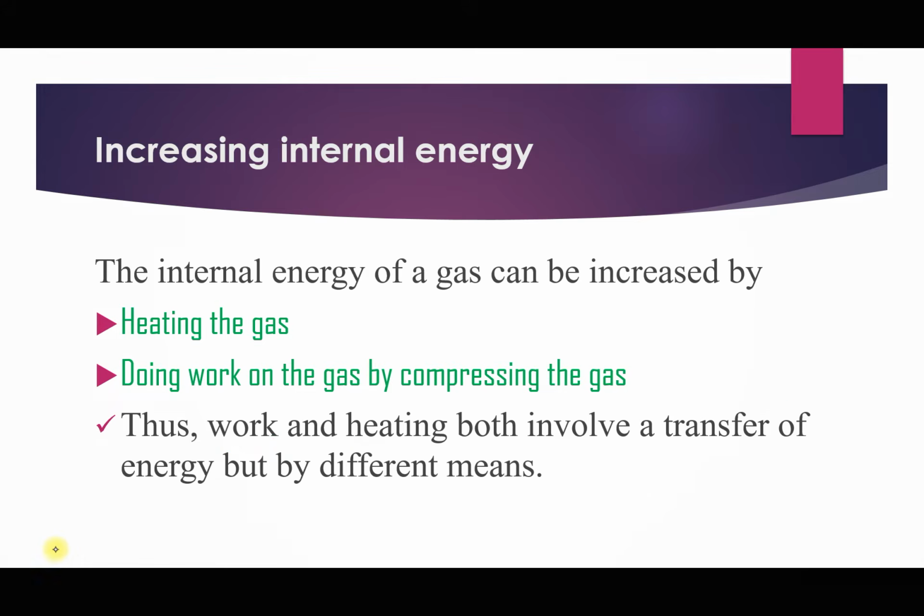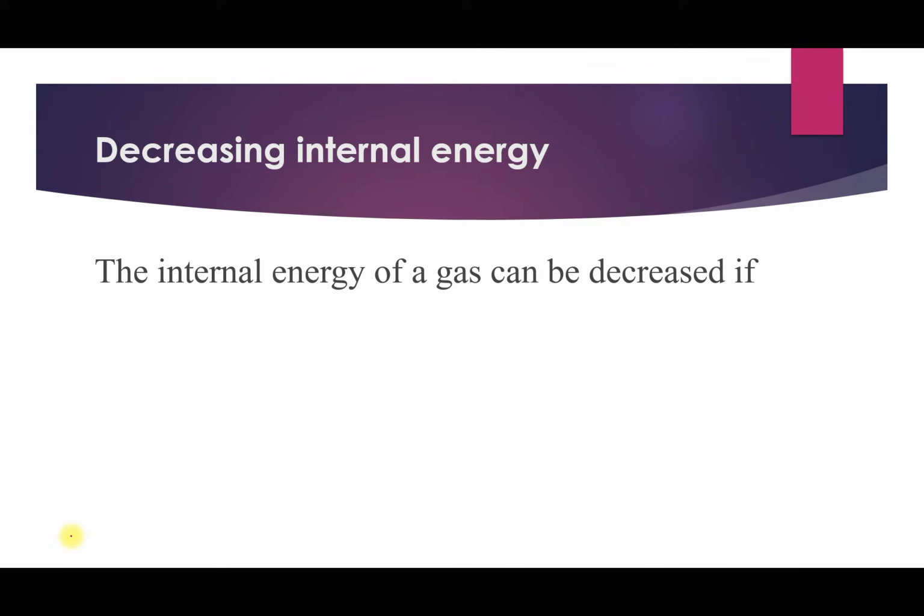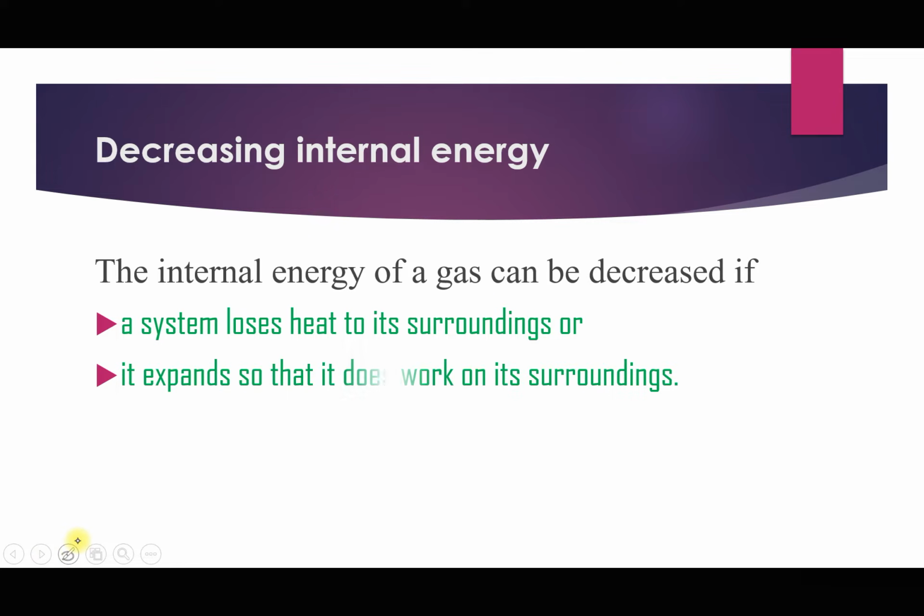We can also decrease the internal energy of a system. And how do we decrease the internal energy of a gas, for example? The internal energy of the gas can be decreased by doing the opposite to what we did in the previous part. For example, a system could be left to lose heat to its surroundings, or a system could be allowed to expand so that it does work onto its surroundings. In both cases, if a system loses heat, the kinetic energy of the molecules may decrease.